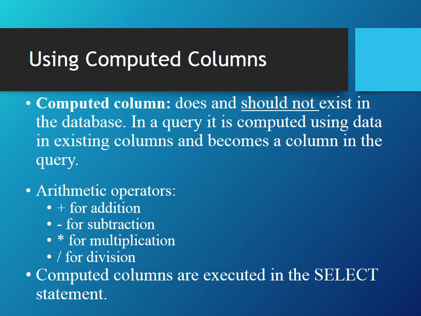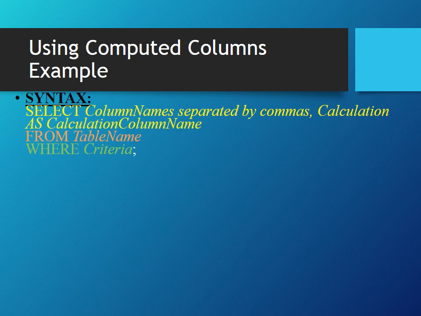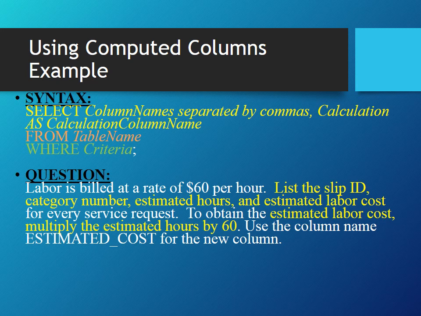It's time for an example. The syntax for a computed column is select column name separated by commas, calculation as calculation column name from table name where criteria. Notice the calculation in the select statement and the keyword as afterwards to name the new column. If the new column is not named, the new column heading is the calculation written out. Let's look at an example.